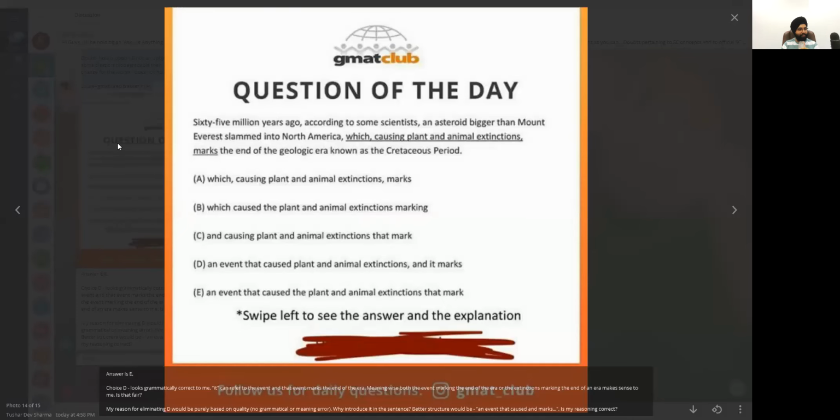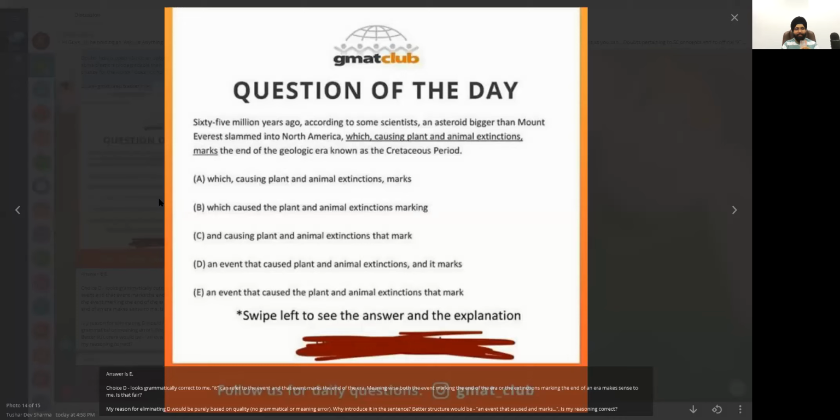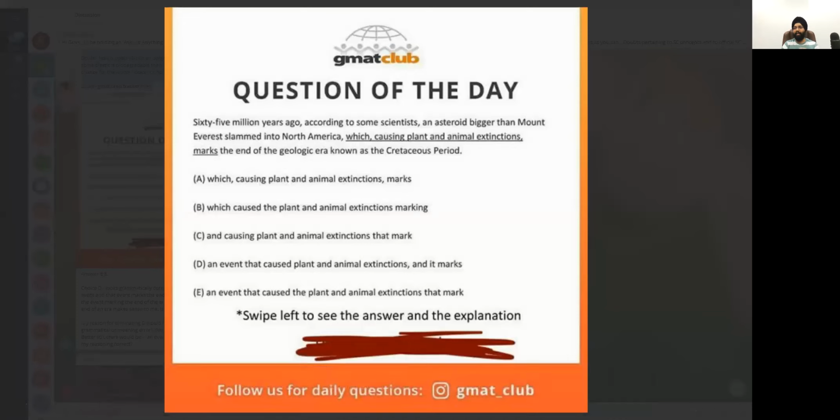Okay. Question of the day. What is the doubt? The answer is E. D looks grammatically correct. Tushar, my reason would be purely based on a quality issue: when you have an independent clause and the subject is a pronoun, it generally refers to the subject of the preceding clause. In this case, it would go back to the asteroid.